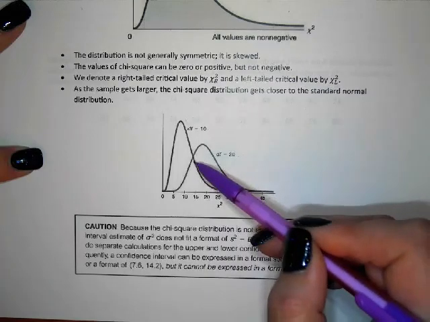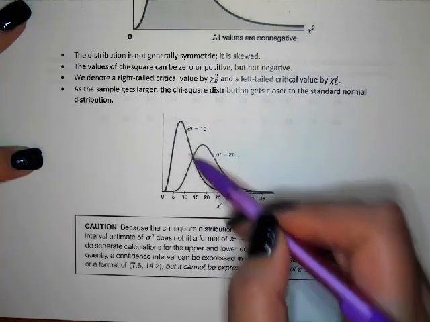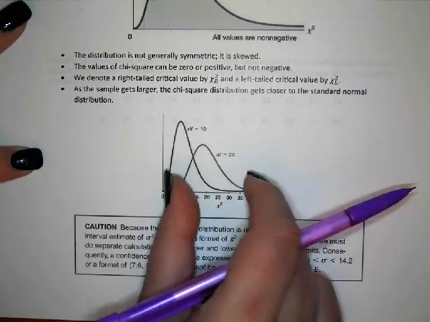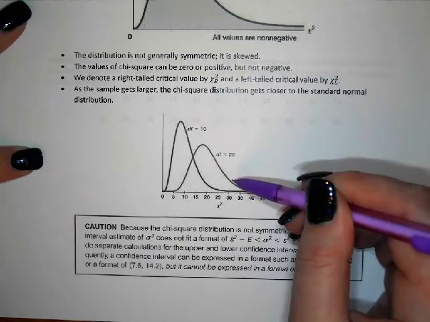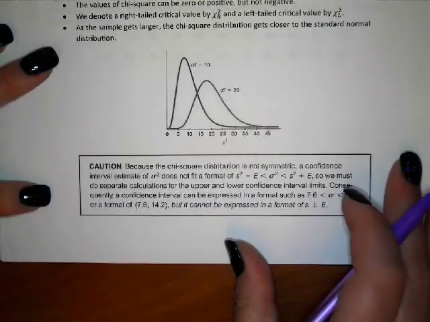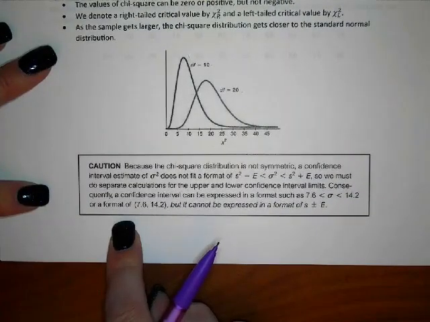I have to think about that. But you can see that the peak is moving from the left more towards the center and spreading out a little bit, so it's going to look more like that standard normal distribution. All right. Down here, keep this caution in your head a little bit.